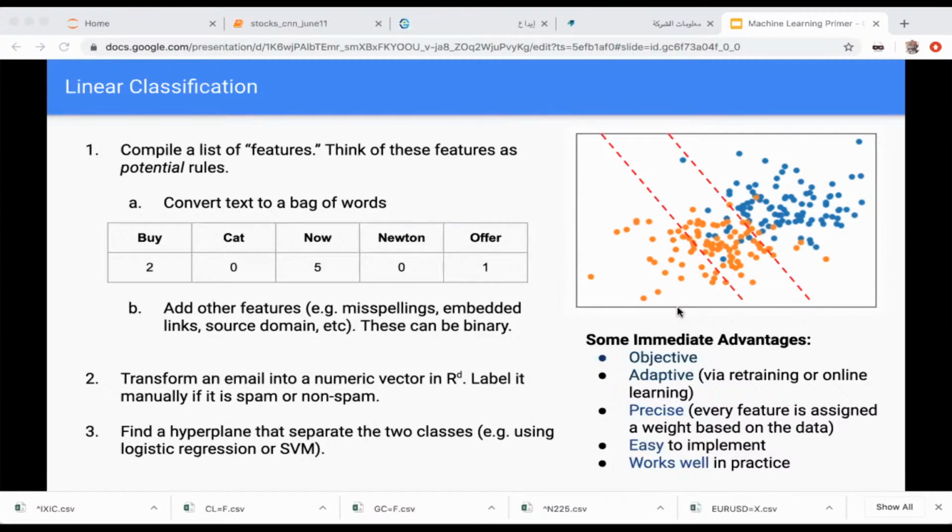Next comes the learning part. In this case, you might try to find a hyperplane that separates the spams from the non-spams. For example, in 2 dimensions, this would be a line as shown in the figure. And this is where the machine learning algorithms come into the picture. They find that separating hyperplane for you, for example, support vector machines or logistic regressions.